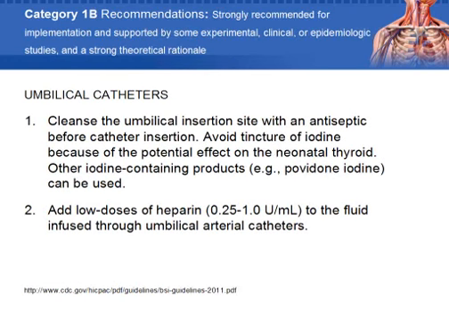Next, we move to 1B recommendations. These are strongly recommended for implementation and supported by some experimental, clinical, or epidemiologic studies and a strong theoretical rationale. So for umbilical catheters, it's to clean the umbilical insertion site with an antiseptic before catheter insertion, specifically to avoid tincture of iodine because of the potential effect on the neonatal thyroid. Other iodine-containing products, such as povidone iodine, can be used. And then add low doses of heparin to the fluid infused through the umbilical artery catheters.